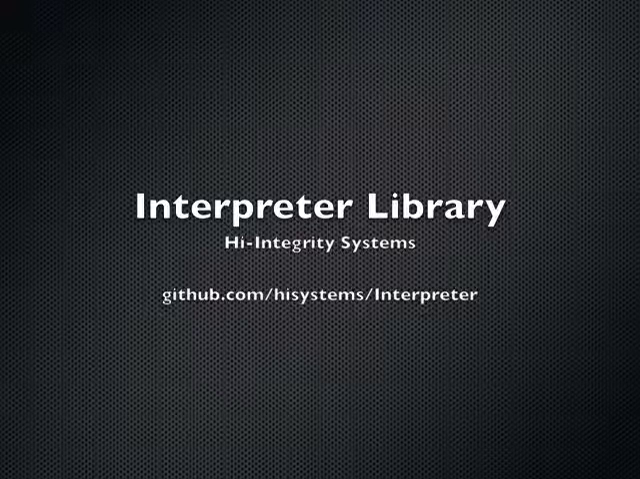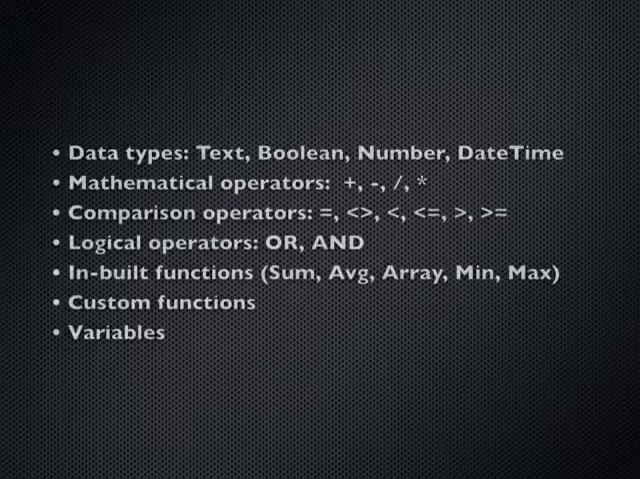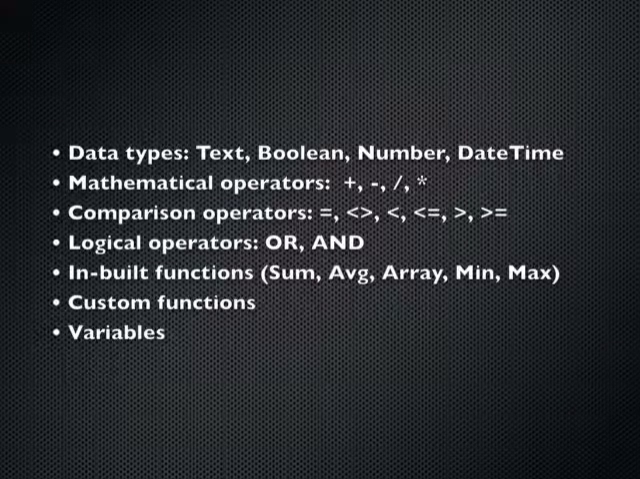So, with that out of the way, let's delve a little bit into what it actually can do. It supports some very basic data types. You've got text, Boolean, numbers, arrays, and date times. Number covers integers and floating point numbers as well. It's actually internally stored as a decimal, but I think that covers most bases.